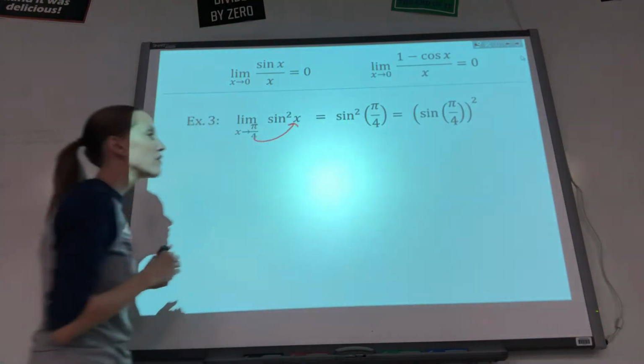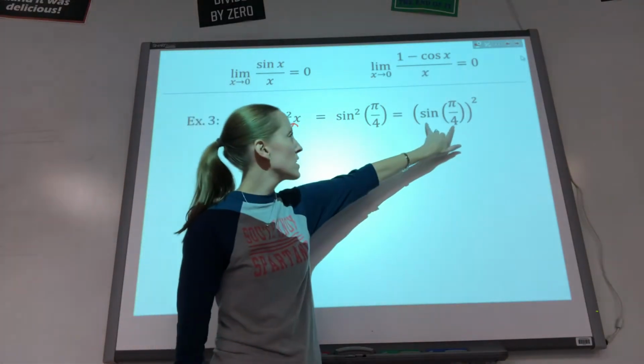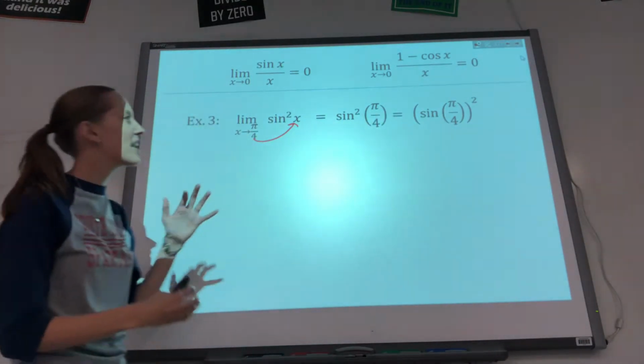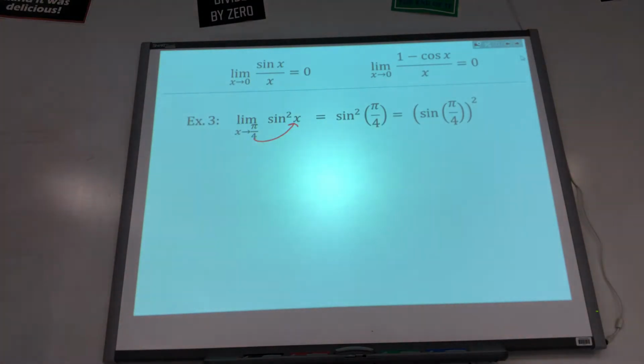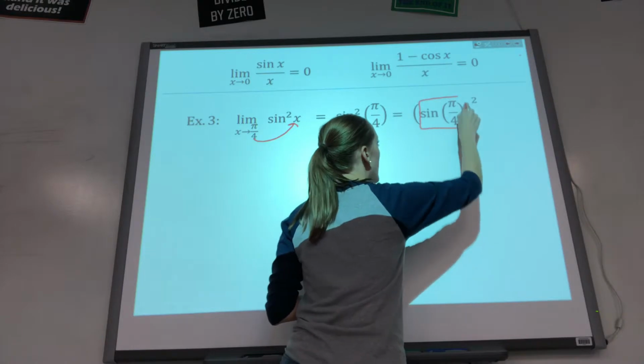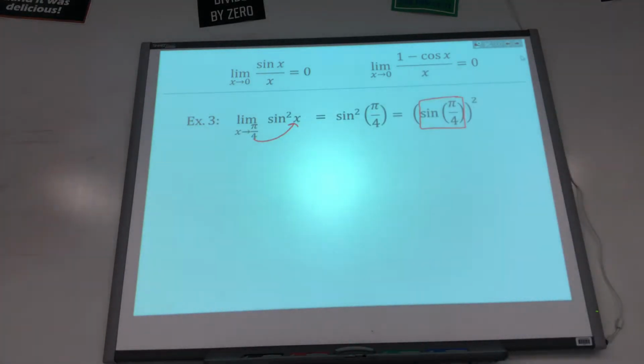Now, instead of thinking of this as sine squared of pi over 4, it is the same as the entire sine of pi over 4 squared. It's just a different way to write it. But for this problem, I like to write it like this better than having the square in the middle. You're taking the entire sine of pi over 4 squared. Now, you might be able to do this just on a calculator. I don't know.